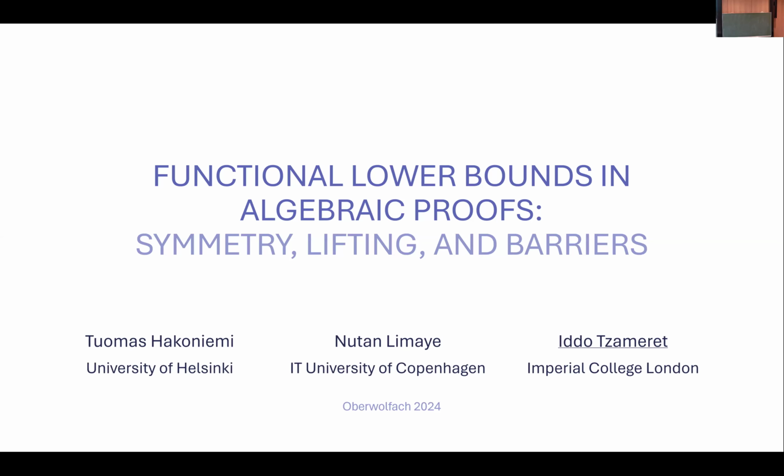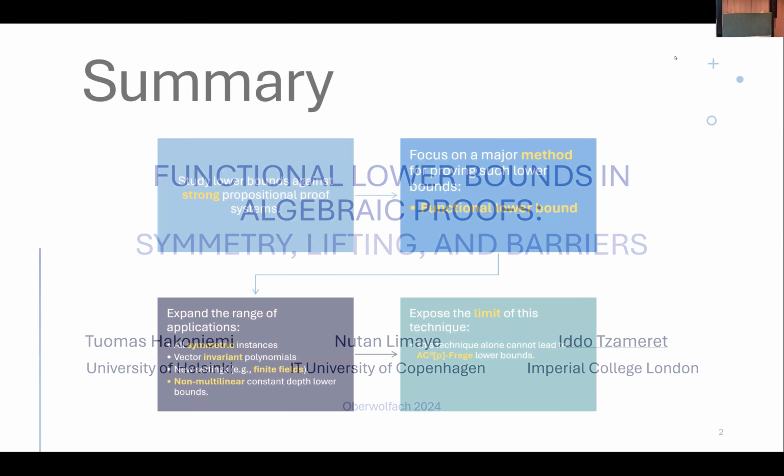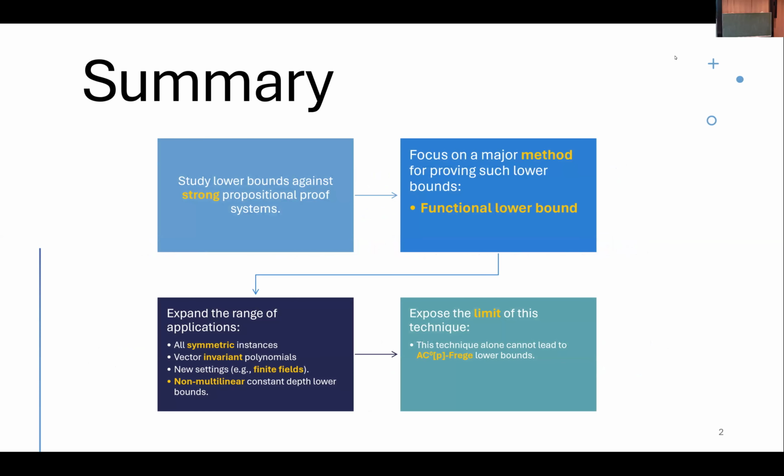And this is part of a general set of results I've done in recent years about IPS and algebraic proofs, strong algebraic proof systems. This, in some sense, summarizes some of the stream of results related to one approach to prove lower bounds on IPS and strong algebraic proofs.